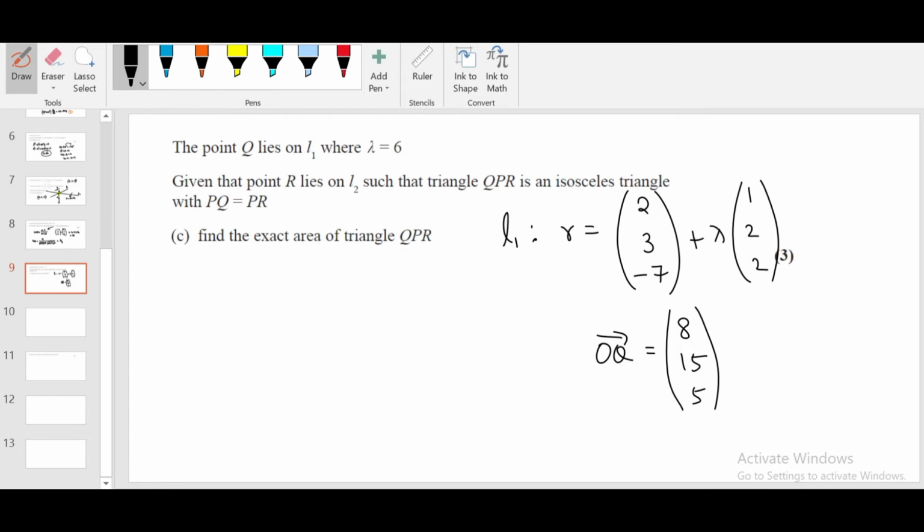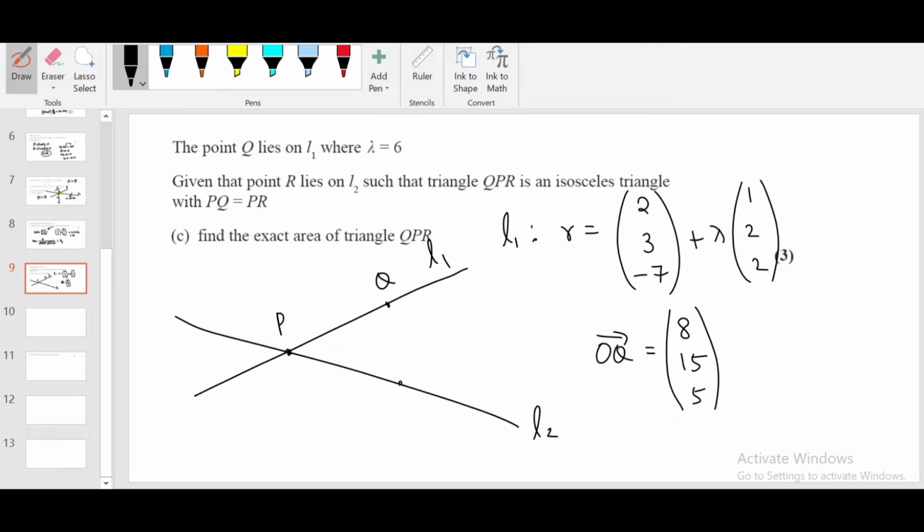Then it says given that R lies on L2 such that triangle QPR is an isosceles triangle. You can draw a little figure to understand it. Let's say this is line L1, this is line L2. They are both intersecting at point P. Now Q lies on L1. There is a point R lies on L2 such that PQ is equal to QR. That means this triangle is an isosceles triangle. That's what the question says. You need to find the area of the triangle.